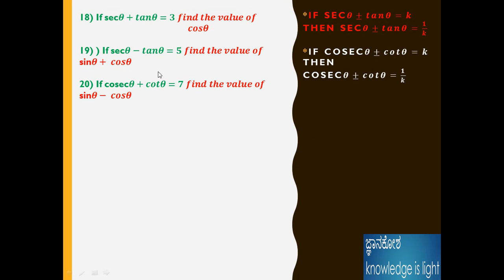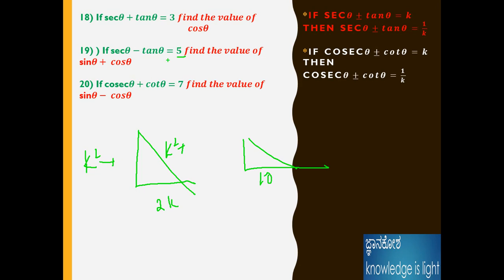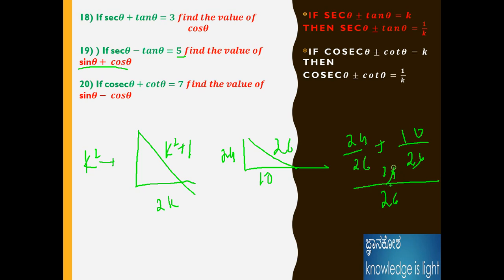Next problem: secant theta minus tan theta. I am directly applying this logic. By using this logic, as I already told you, how this triangle comes: 2k, k square minus 1, k square plus 1. Without wasting time, k is 5, so 2k is 10. Therefore 25 minus 1 is 24, and 25 plus 1 is 26. The question involves sin theta and cos theta. Sin theta is opposite by hypotenuse, 24 by 26. Cos theta is adjacent by hypotenuse, 10 by 26. Therefore the LCM is 26, and 24 plus 10 is 34 by 26. If you divide by 2, 17 by 13 is the answer for this kind of problem.